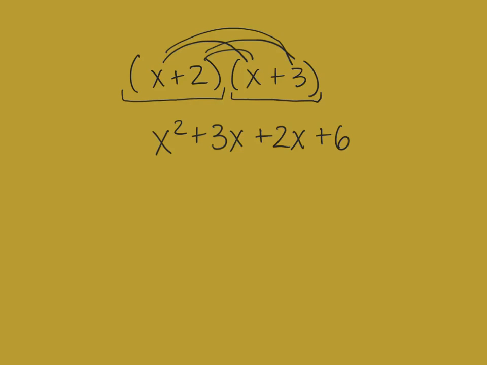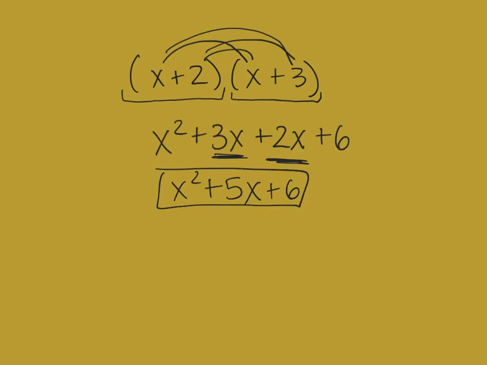Notice how I did not multiply this x times 2, and that's because we're not multiplying them, we're adding them. What we're multiplying is this set of parentheses times the other set of parentheses. So that's what I did, and now the last step is to see what can we combine. We have positive 3x's and positive 2x's. So combined, this makes positive 5x's all together. And then the other terms stay the same, and this would be the final answer.